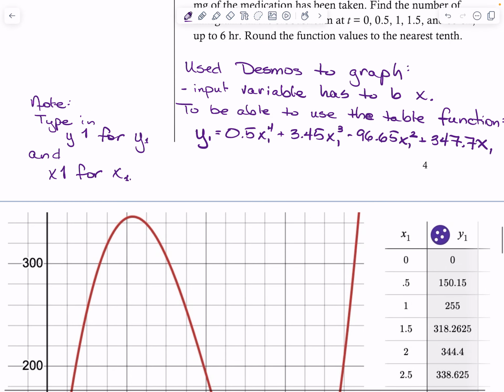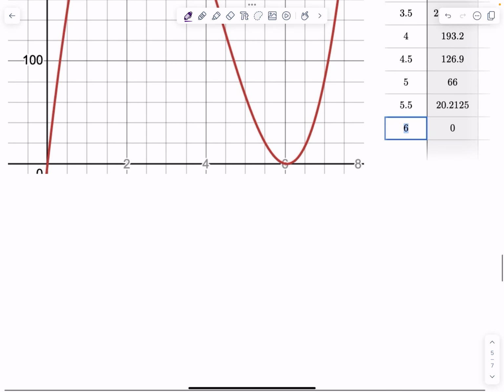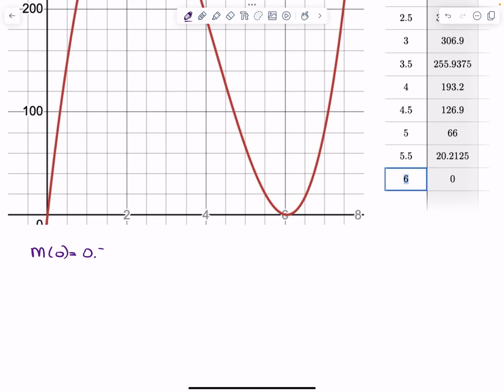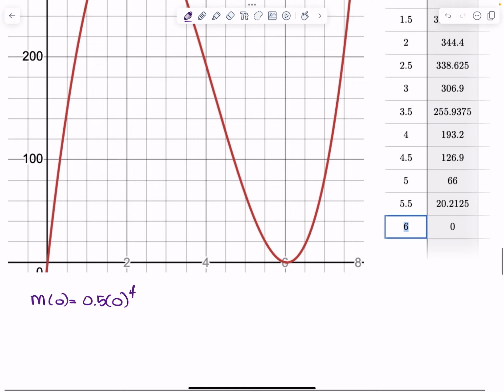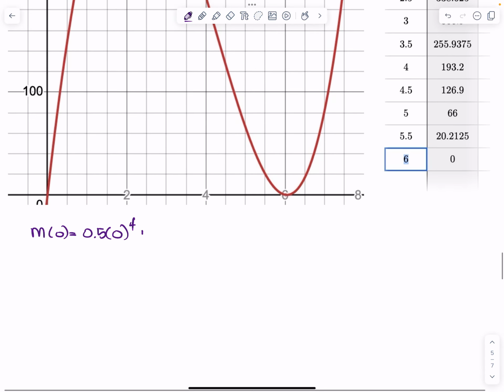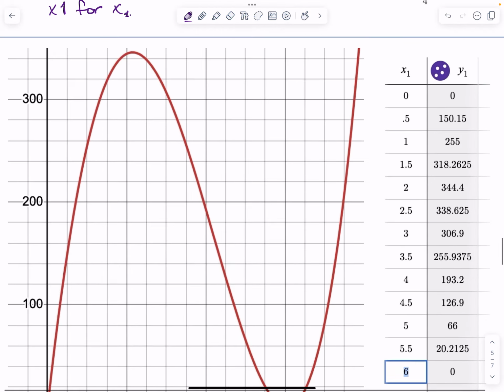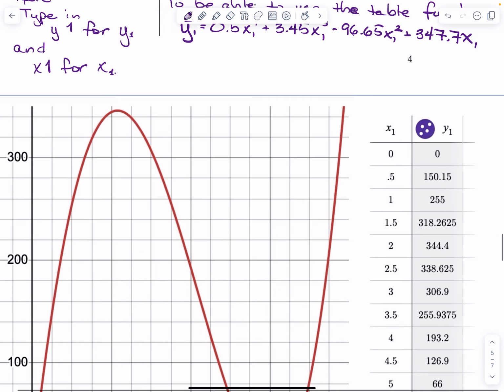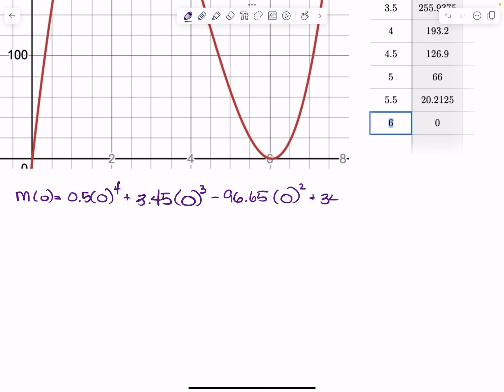If you were doing this by hand, if I was figuring this out, it would be 0.5 times 0 to the 4th plus 3.45 times 0 to the third minus 96.65 times 0 to the second plus 347.7 times 0. Everything's multiplied by 0. It's obvious this one's 0.